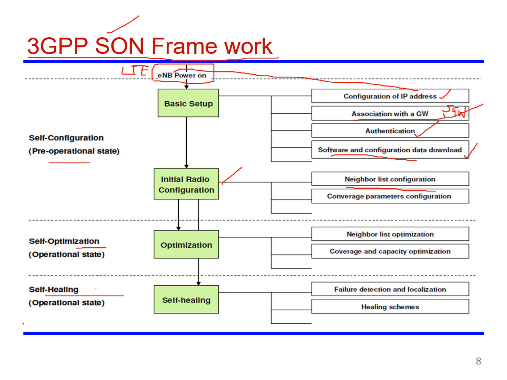Some coverage parameters also can be configured. And then coming to optimization, of course, neighbor list optimization can be done. We will see a use case in the next slides. And coverage and capacity optimization.